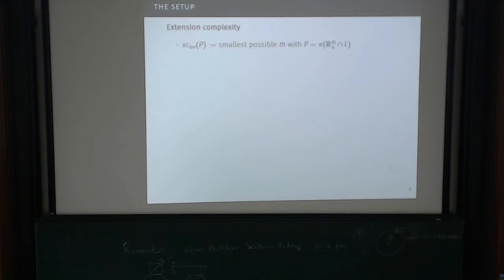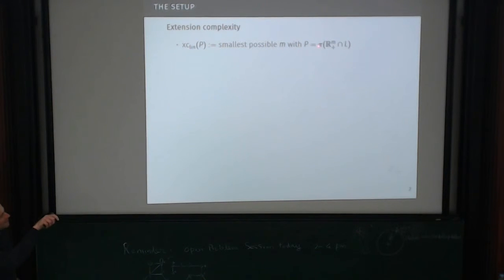So, a little bit of notation. For a polytope P, I call xc lin the linear extension complexity of the polytope. That is just the smallest possible m, such that you can obtain P as a projection of R plus m intersected with an affine subspace L. That's it.